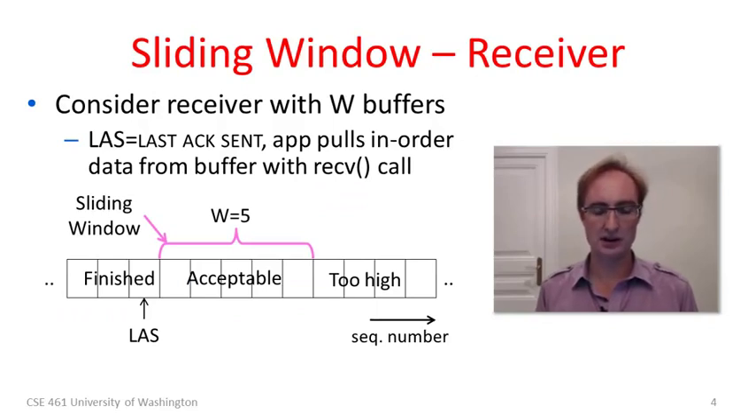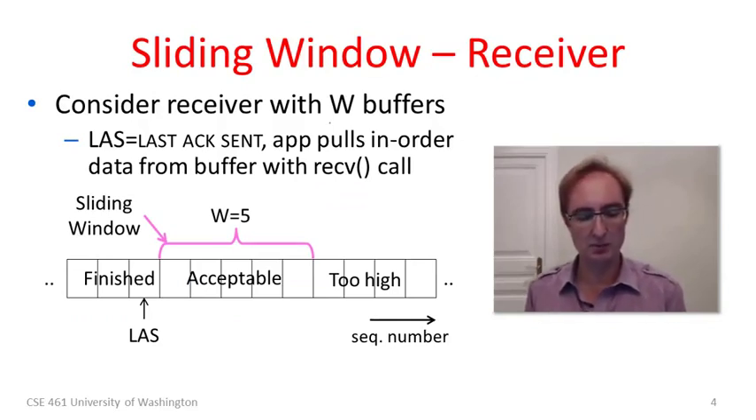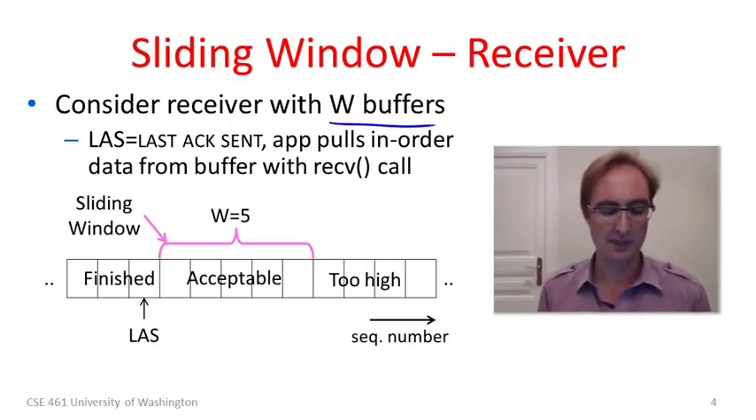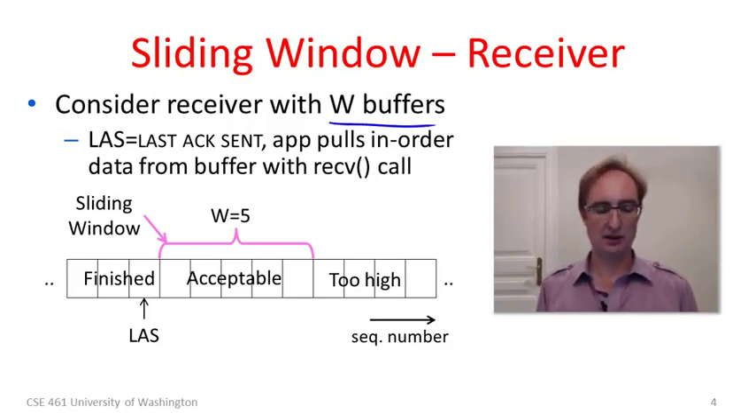Okay, so let's zoom in on the sliding window and how it works at the receiver. This is a receiver where we have buffering for up to W buffers for out-of-order packets. In the normal case, we'll have a sequence number, LAS, the last ack sent. That is the highest in-order acknowledgement that's been sent. As we receive new data, it goes into the buffer and then we pass it up to the app. The app will pull the data out of that buffer and we can slide our sliding window and go ahead.